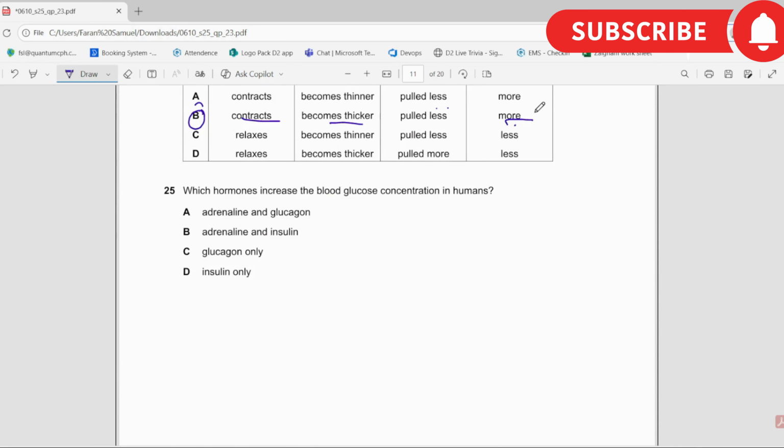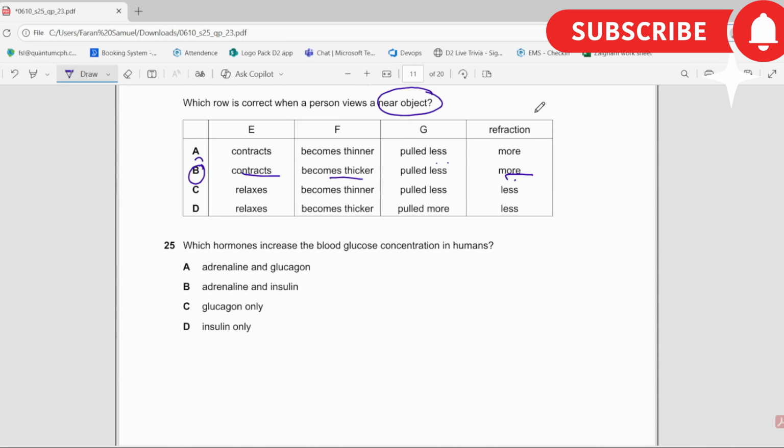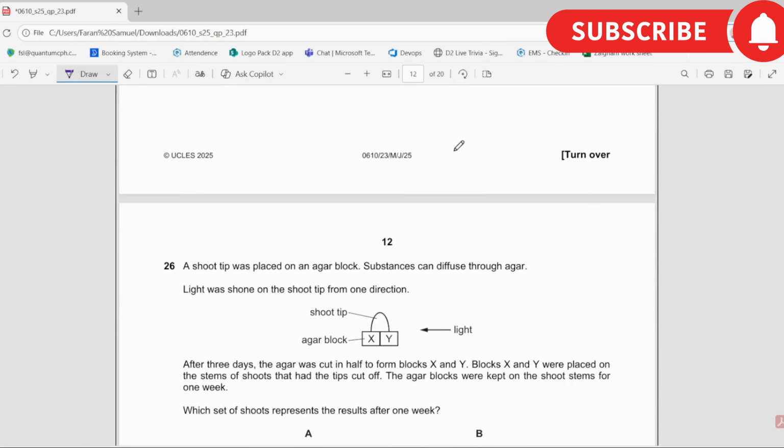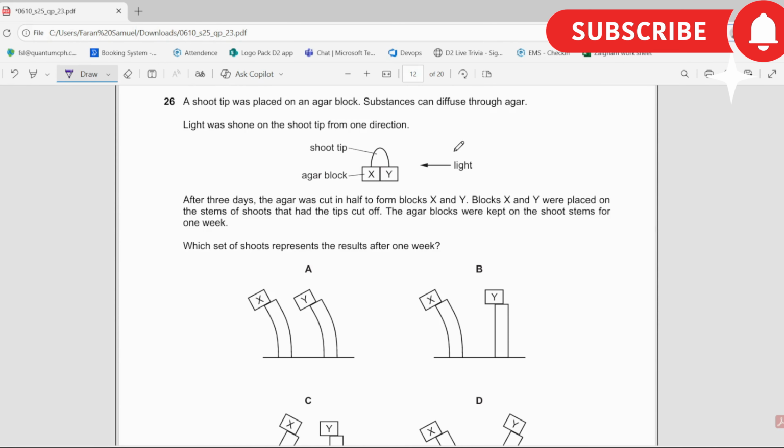Which hormone increases the blood glucose concentration? Correct. Question 26 is about auxin. The shoot tip is taken and pasted on agar. A shoot tip was placed on an agar block. Substances can diffuse through agar. Light was shone on the tip from one direction only.